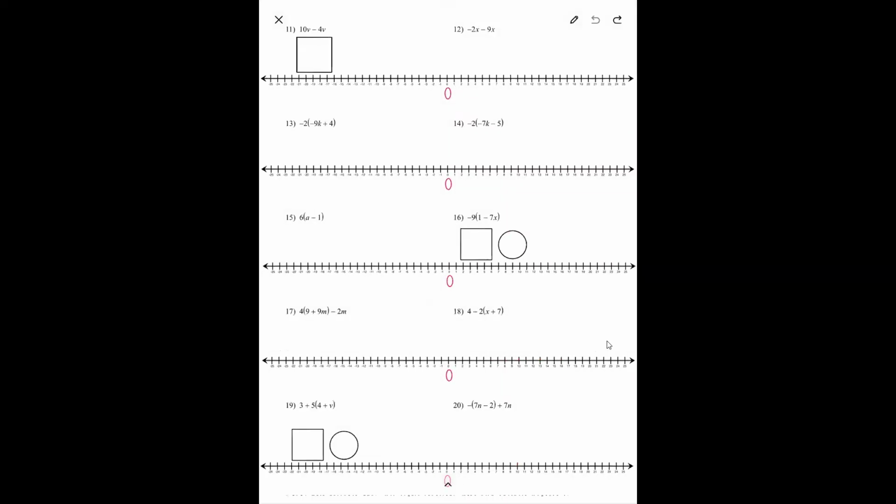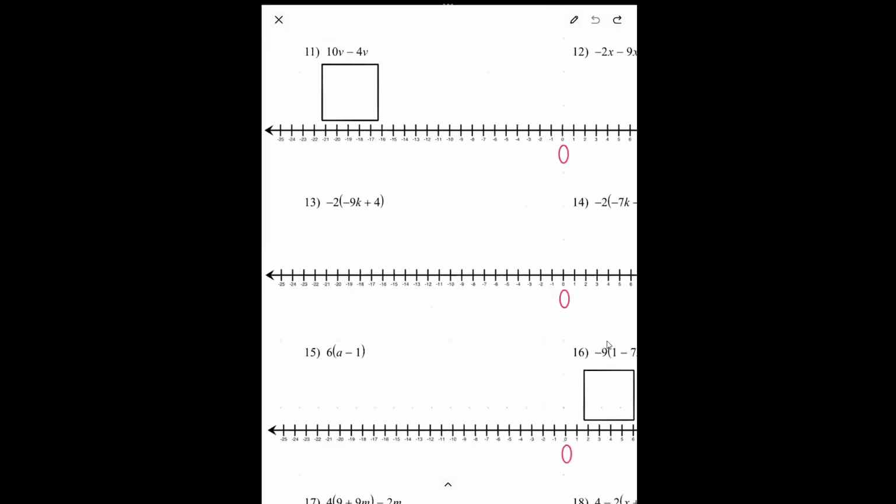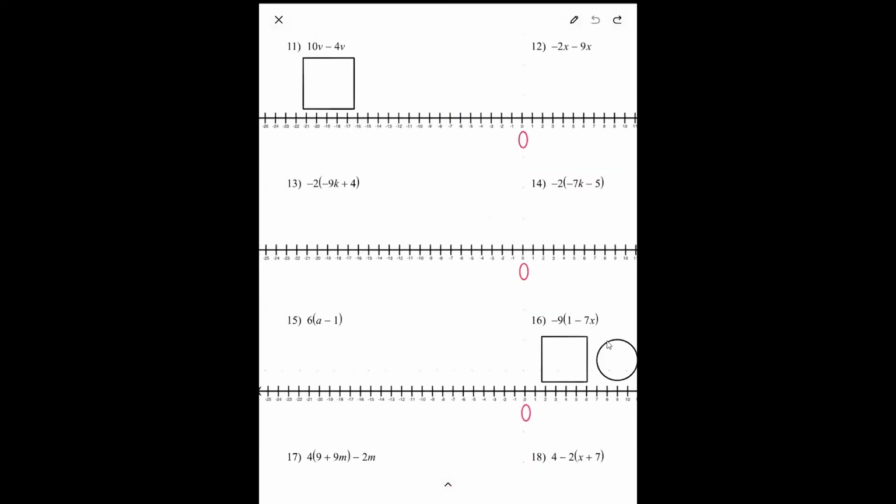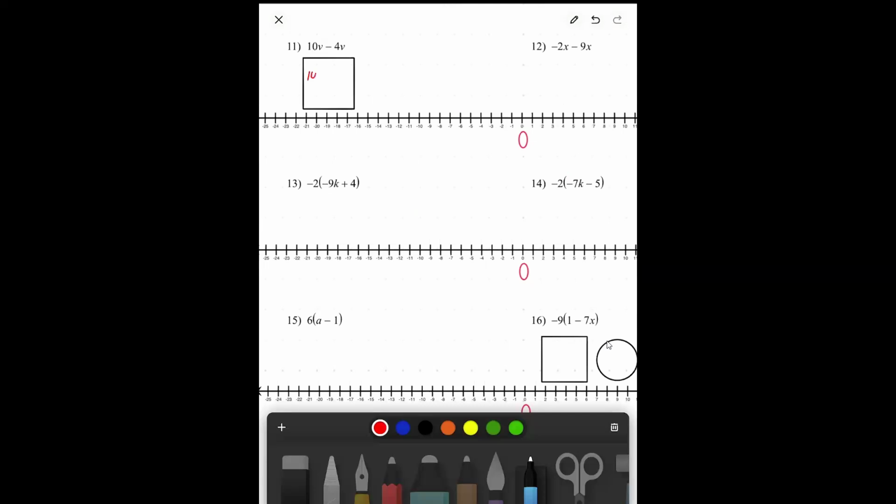All right, so now for these first two, since these are both variables, you're going to put both of those numbers inside the box. So this would be 10b minus 4b. Just like we were doing in the previous problems, you start at the number 10, which is right here, and then go 4 to the left since it's a minus 4. So we go 1, 2, 3, 4. And of course, that's 6b.